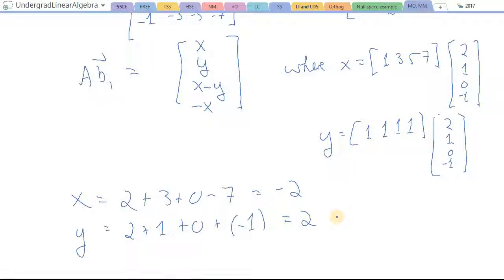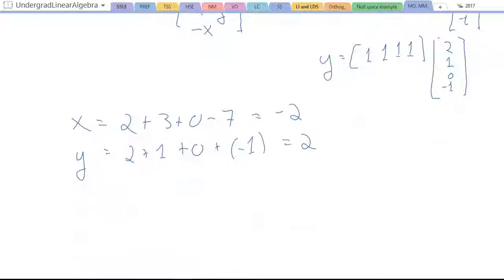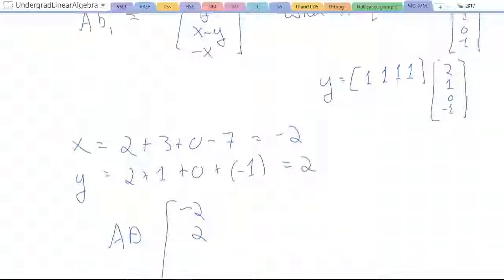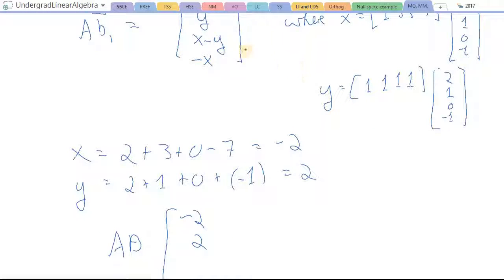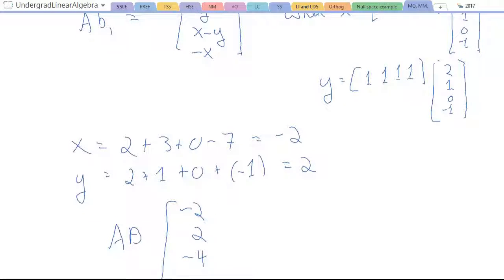All right? So in summary, I just fill in all the blanks that I have. So I have AB. Let's start with the first column. I know I have minus 2 and 2. Then the third entry of the first column, I wrote up here, is just X minus Y. So that's minus 2 minus 2, which is minus 4. And the last entry is minus X. X was minus 2, so I get 2. So that's the first column.